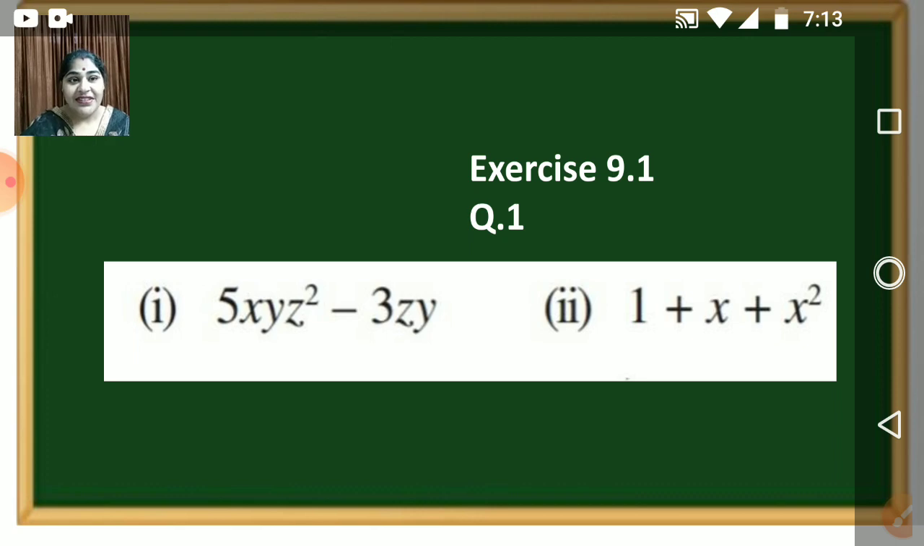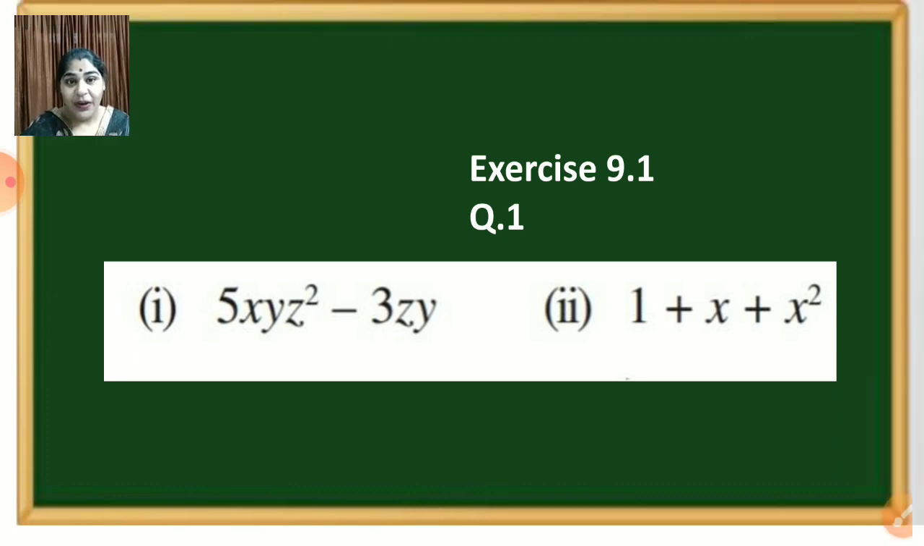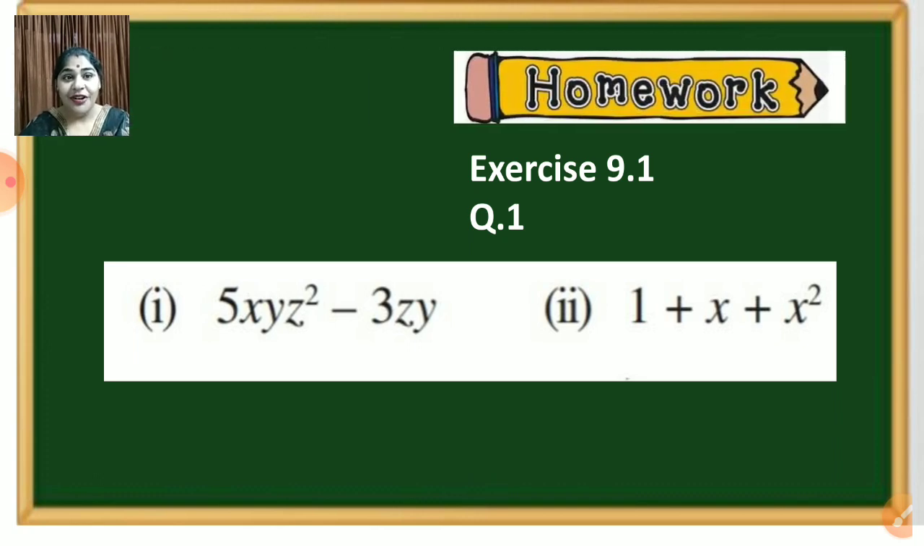So exercise 9.1, question number 1, first and second, children, is your homework. This is very easy, children. I hope you will be doing it easily, okay, because you all are already aware about these topics, that is terms, coefficients, right? So the question number 1, bit number 1 and 2 is your homework.